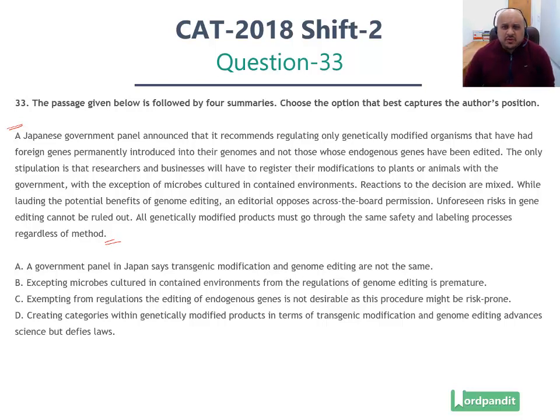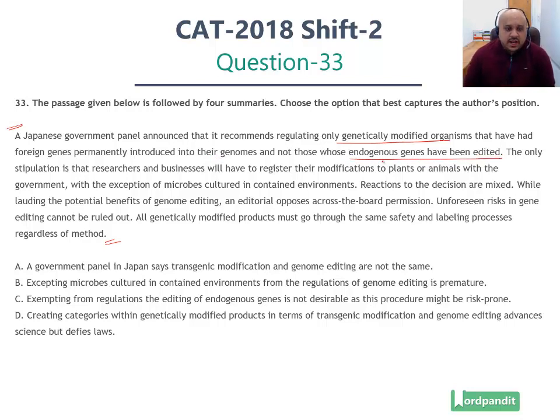Before you explore the answer options, it always makes sense to understand the paragraph and identify a summary of your own or the key idea in the passage. Then you can use that to eliminate the answer options. What does this paragraph specifically talk about? A Japanese government panel announced that it recommends regulating only genetically modified organisms that have had foreign genes permanently introduced into their genomes and not those whose endogenous genes have been edited, right?